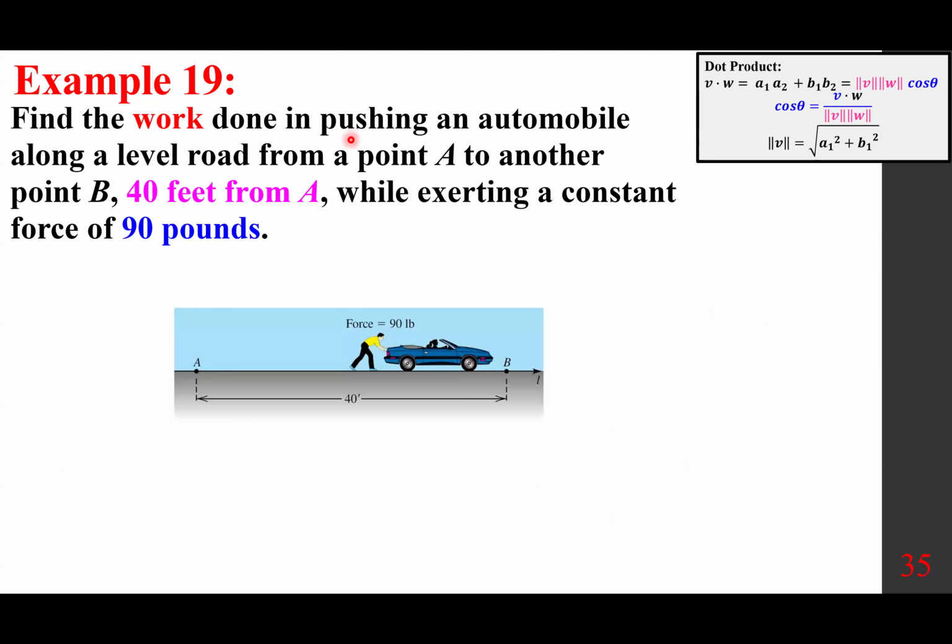Find the work done in pushing an automobile along a level road from a point A to another point B 40 feet from A while exerting a constant force of 90 pounds. Okay, let's discuss a little bit of physics.